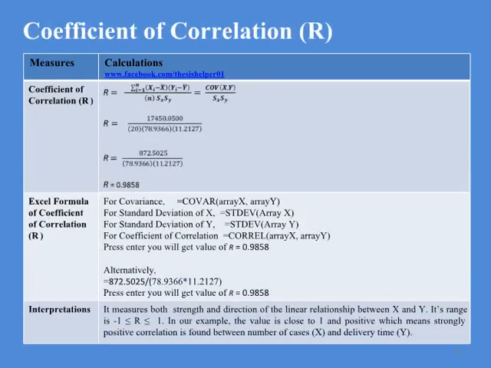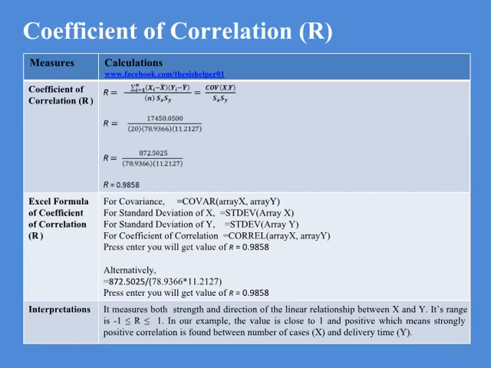The formula of the coefficient of correlation, R, is equal to the covariance of x and y divided by the standard deviation of x and the standard deviation of y. By putting values we get R equal to 0.9858. The MS Excel formulas of covariance, standard deviation of x, standard deviation of y and coefficient of correlation, R, are given to help get the same answer computed by MS Excel.